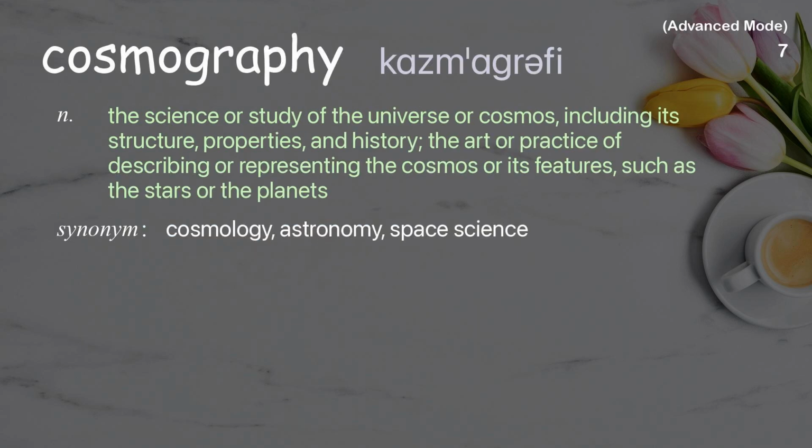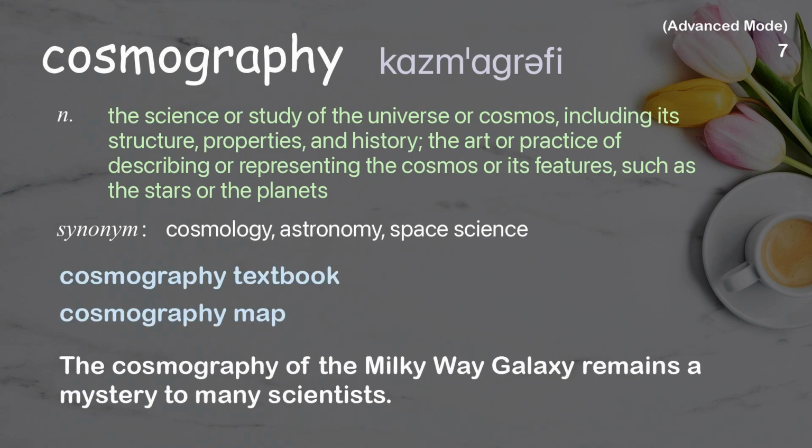Cosmography. The science or study of the universe or cosmos, including its structure, properties, and history; the art or practice of describing or representing the cosmos or its features, such as the stars or the planets. Examples: Cosmography textbook. Cosmography map. The cosmography of the Milky Way galaxy remains a mystery to many scientists.